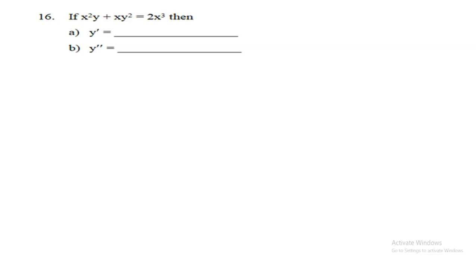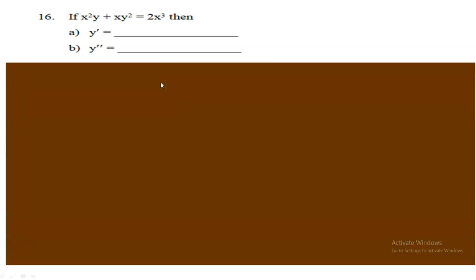So, coming to question number 16, it says if x squared y plus xy squared is equal to 2x cubed, then you are asked to find the first derivative as well as the second one, okay? So how is this done? You need to recall, dear students, implicit differentiation, right? So using that, we can determine the answers for these two.